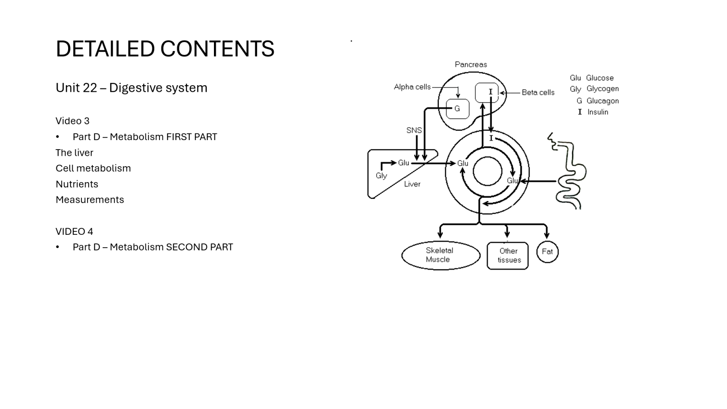Video 4 continues with Part B, the second part of metabolism. We'll look at nutrient pools and states. We'll look at the control of blood glucose, and then the regulation of feeding and body temperature.